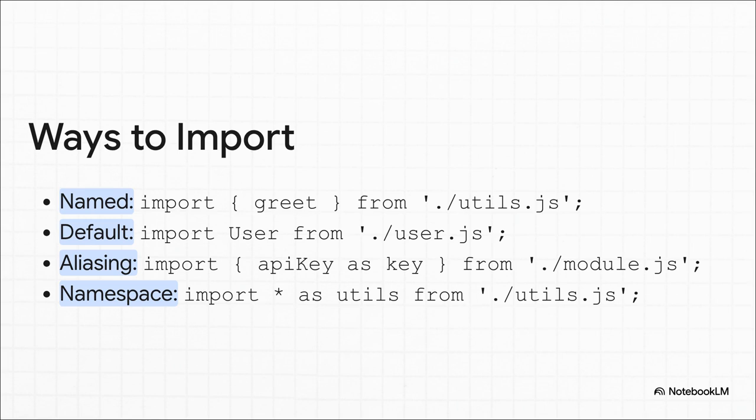What if you already have a variable with the same name? No problem. You can rename it right in the import using the as keyword. Or if you're feeling greedy and want everything from a module, you can just use import star as to slurp it all up into one handy object.